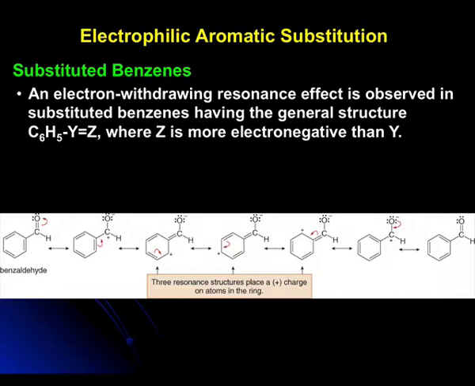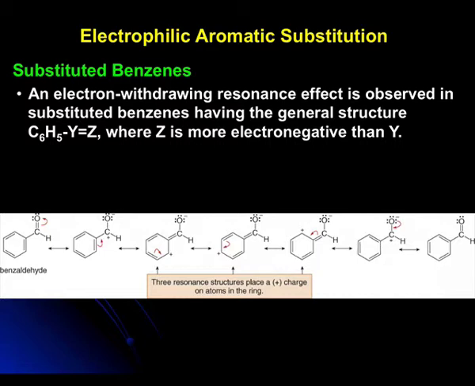So where is that? I can have a positive charge at carbon number 2. I can have a positive charge at carbon number 4 and at carbon number 6, but I never have a positive charge at 3 and 5, right? So if I was to do an electrophilic aromatic substitution reaction on benzaldehyde, I would predict that the electrophile would go to positions 3 or 5, known as meta, which we'll get to in just a minute.